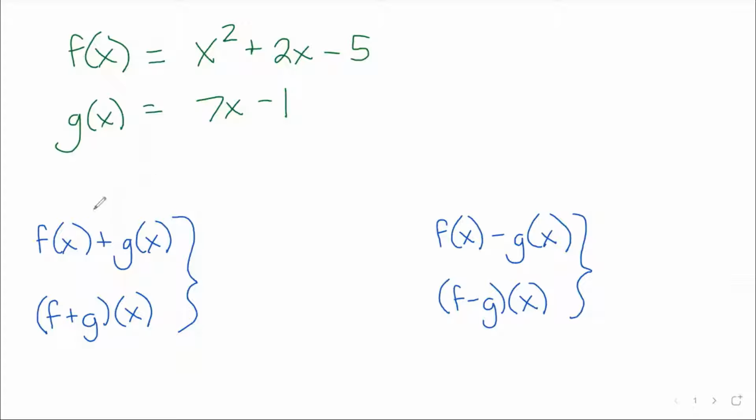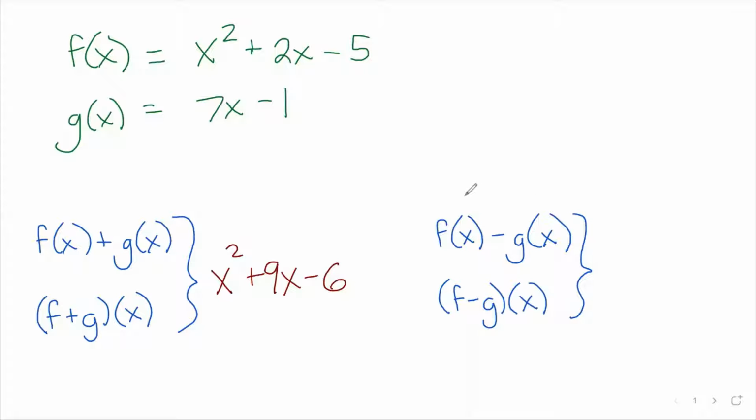And we're going to start with addition of functions. And these two notations say exactly the same thing. We could say f of x plus g of x, or probably more commonly when we're doing this sort of thing, we would write f plus g of x. But either way, they're saying the same thing, which is just add f of x and g of x together. So if we add them together, we'll get x squared, 2x plus 7x is 9x, negative 5 plus negative 1 is negative 6. So that's f plus g of x.